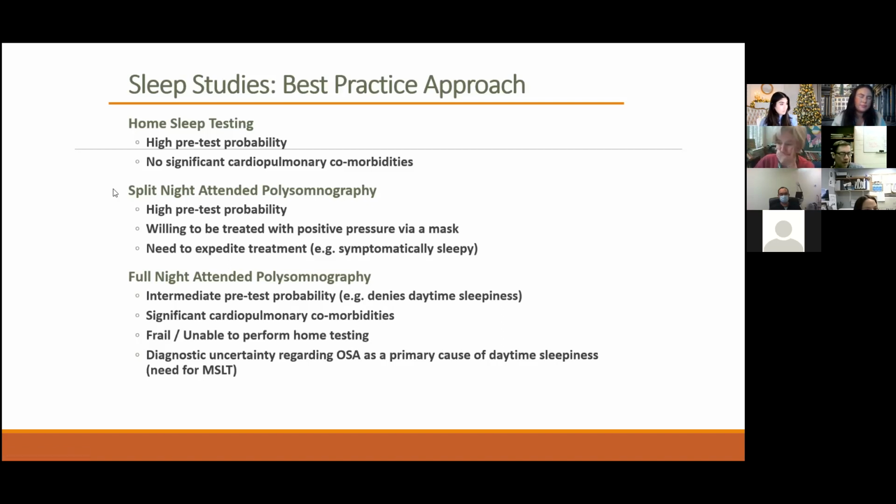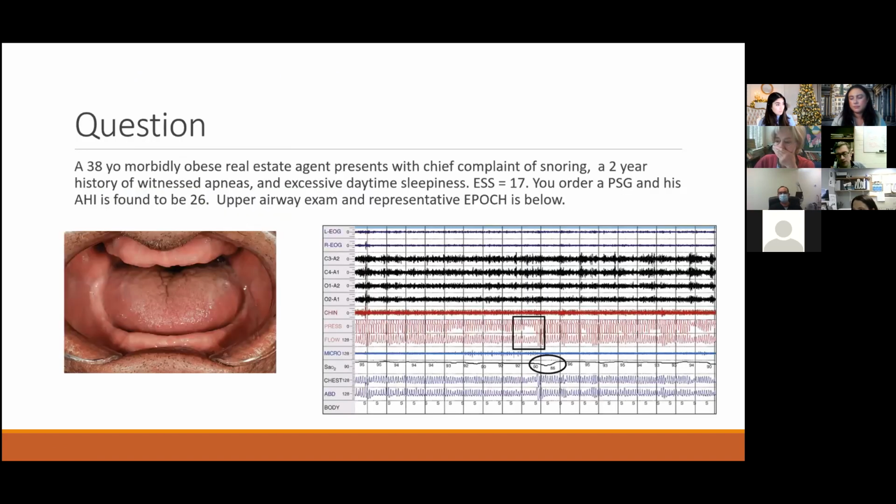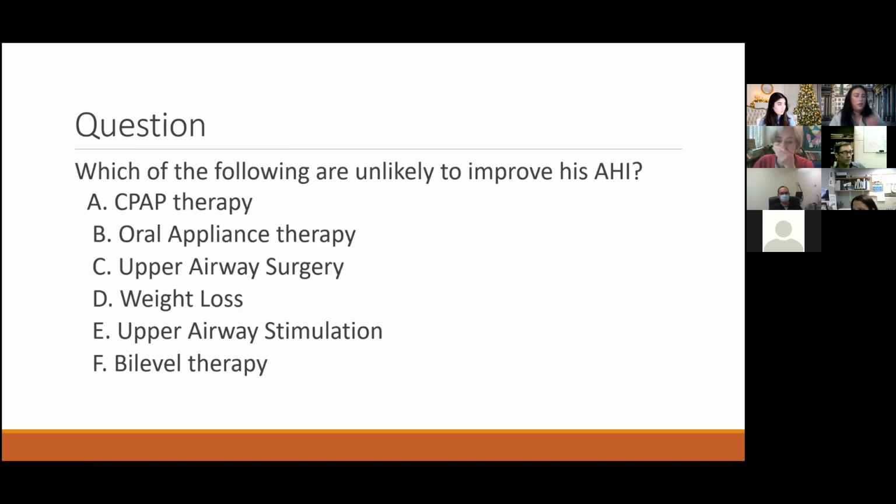A lot of frail people or more elderly people, maybe with dementia, performing a home test can be difficult for them. And I should state that if someone fails an in-lab study and or fails a home test and it's negative, presumably that's a high pretest probability patient. The recommendation is they actually come into the sleep lab.